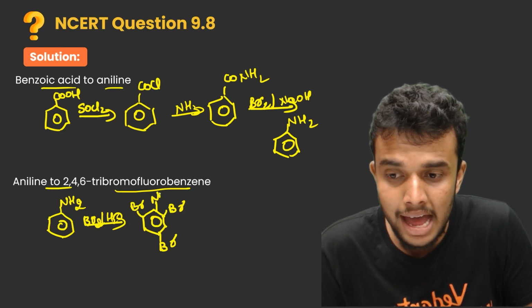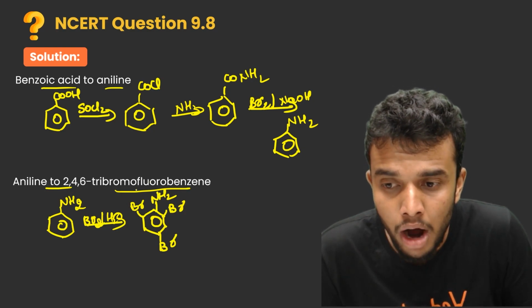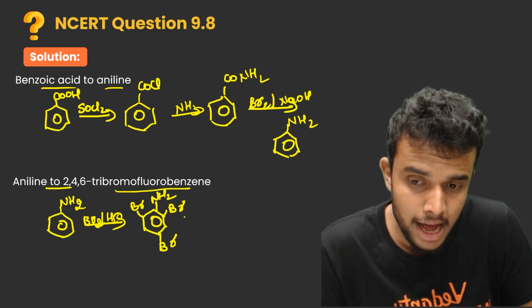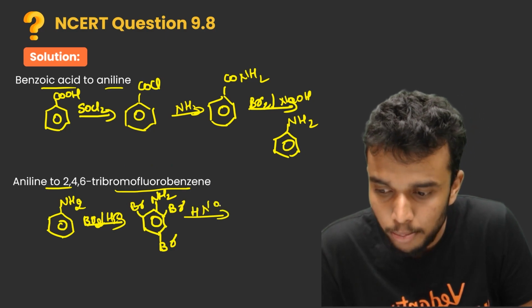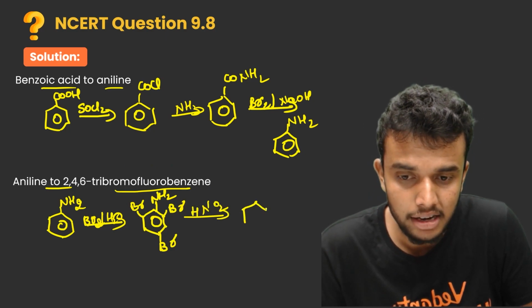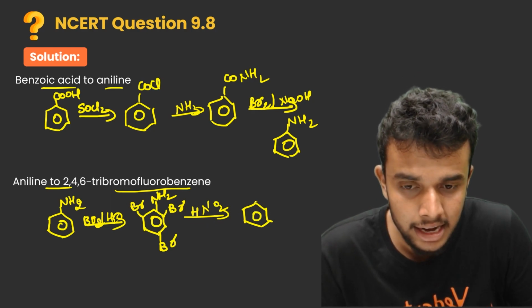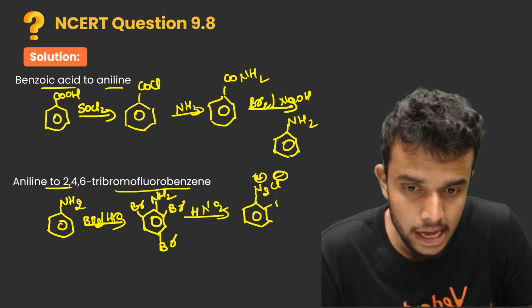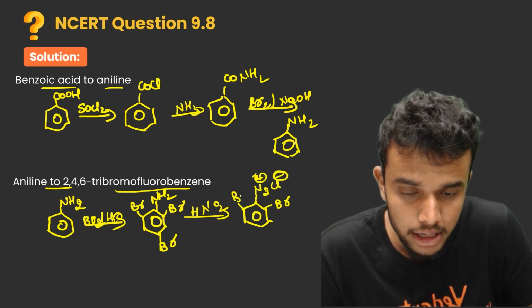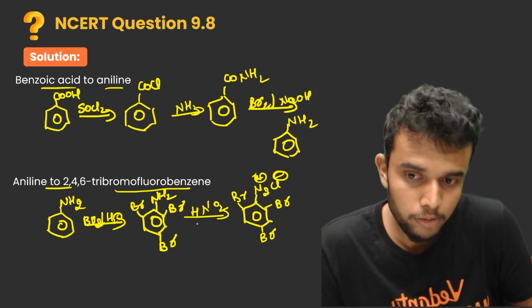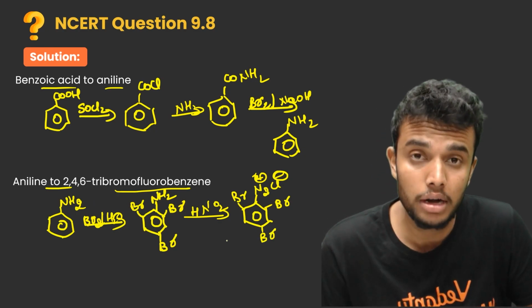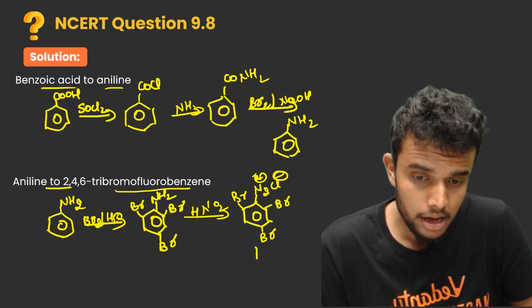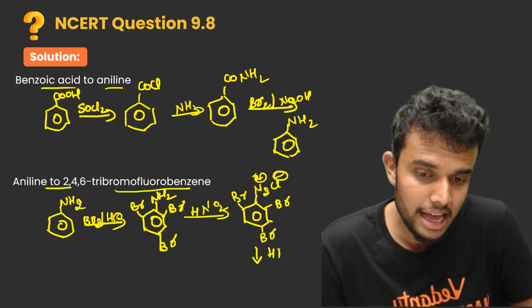Alright, students. But what do we want? We want the fluoro compound. That's why it is reacted with HNO2. If nitrous acid is reacted, it yields the N2+ Cl- compound, with the 3 bromo groups, students. The bromo groups are very important, please do not forget. Why? Because we want the tribromo compound. Next, it is reacted with HBF4.